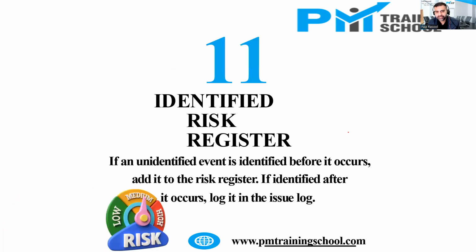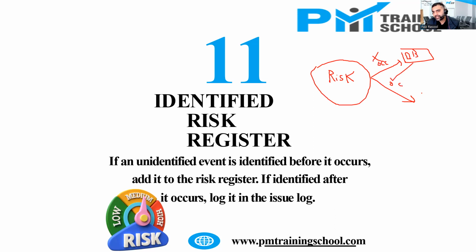Identify risk register. This is basically talking about, for example, you identified a risk. You know, a risk is an uncertain event. If you identify a risk that didn't occur so far, put it in the risk register. However, if a risk has occurred, it is not a risk anymore. It has become an issue. So you have to update the issue log, not the risk register. So from an exam perspective, remember this concept.